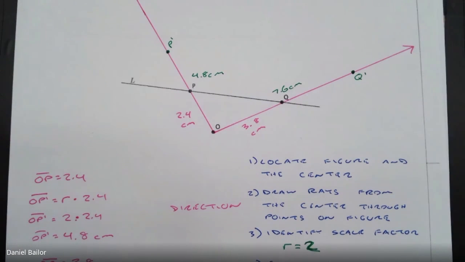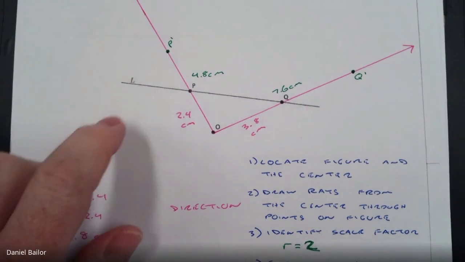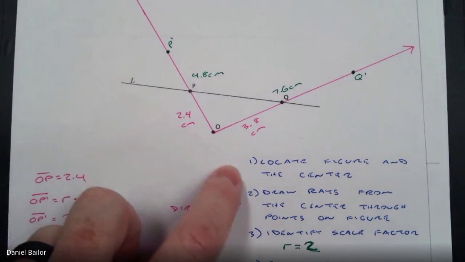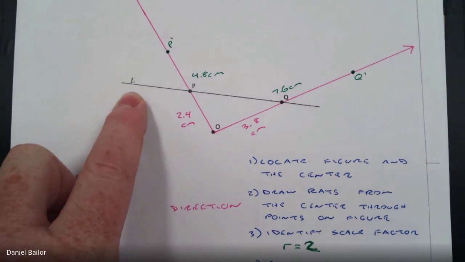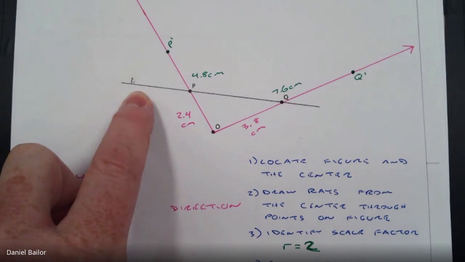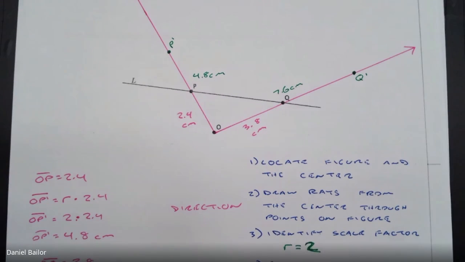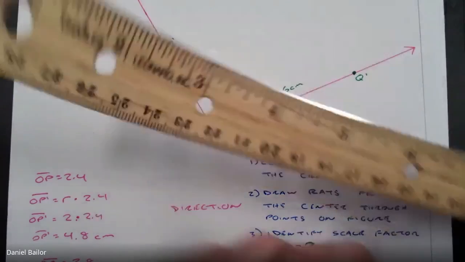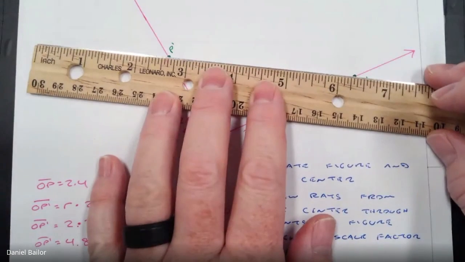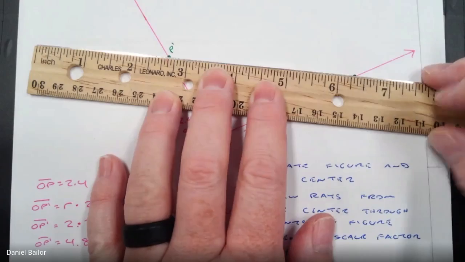Now, I'm not done with the dilation yet, because I remember I'm not dilating points. Remember, I had to locate my figure. The figure I'm dilating is the line. Moving the points just helps me find the line. The way that I finish finding the line is I connect my 2 points.